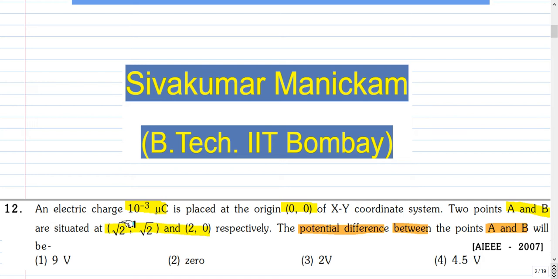An electric charge 10 raised to minus 3 microcoulomb is placed at the origin (0, 0) of an xy coordinate system. Two points A and B are situated at (root 2, root 2) and (2, 0) respectively. The potential difference between the points A and B will be. You have to know the formula for potential due to a point source. You can pause and attempt this question.